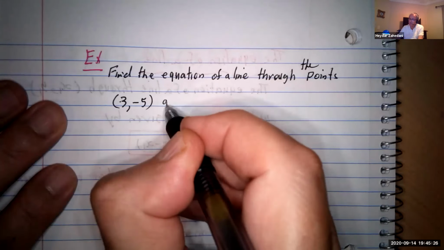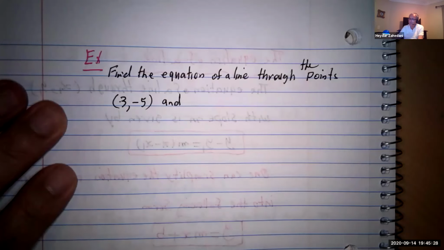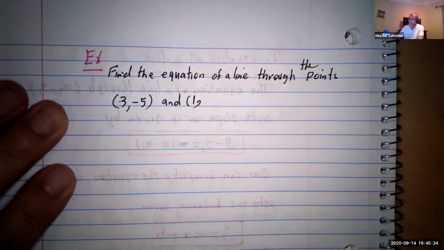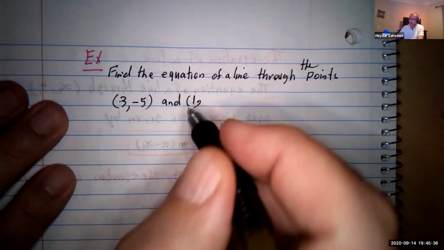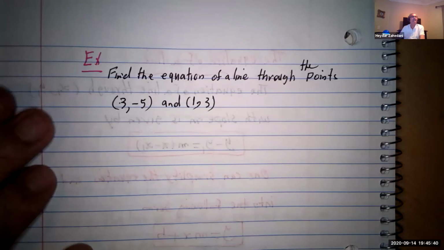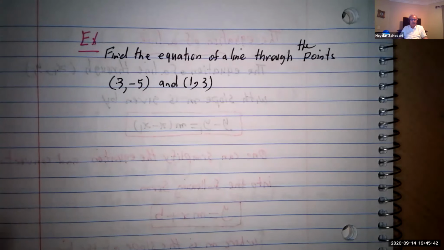Okay, we have another one. And the other one is going to be the point, let's say, 1 and 3. You see, two points are given to you.